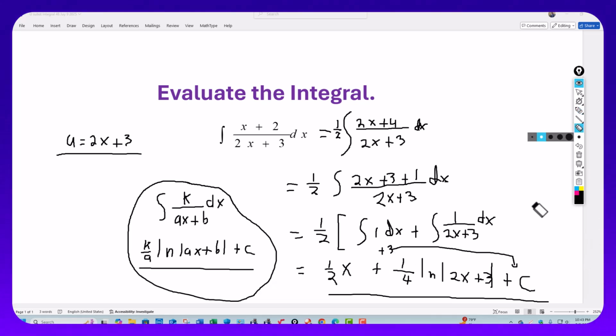But in this case, we don't have that extra constant. So that's your solution. 1/2 x plus 1/4 ln of absolute 2x plus 3 plus the constant of integration.